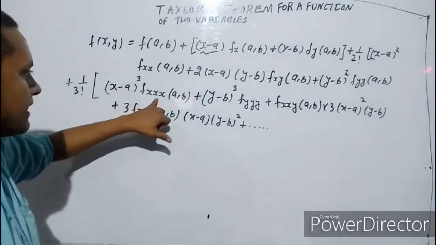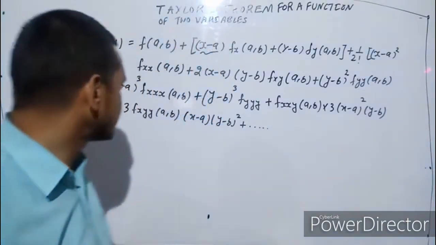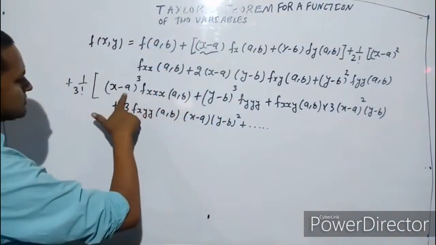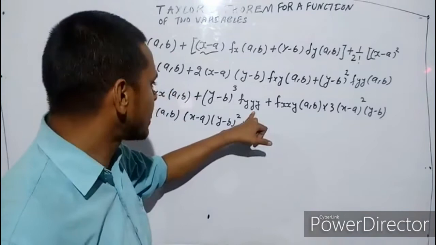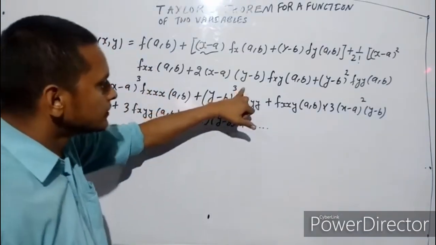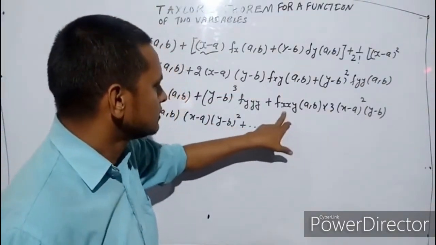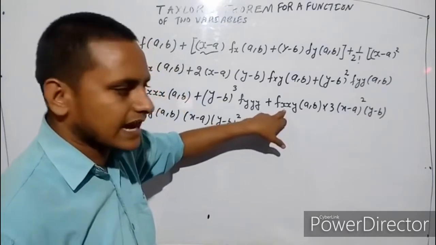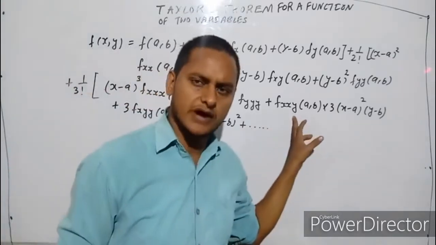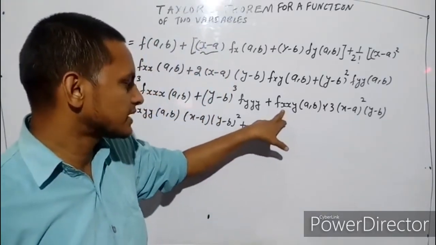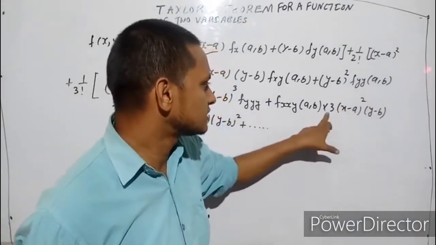f triple x means triple derivative with respect to x: first derivative, second derivative and third derivative with respect to x, then (x minus a) cube, plus the triple derivative with respect to y and (y minus b) cube. Okay, then 3 times the double derivative with respect to x, first differentiating with respect to y and then double with respect to x, so (x minus a) square and (y minus b).